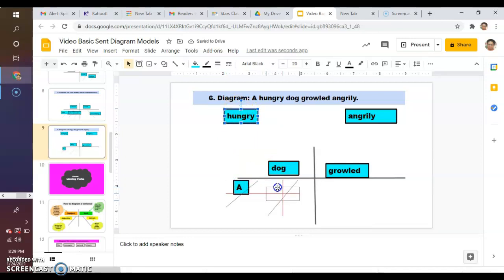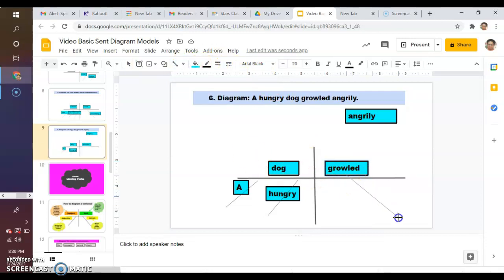And then angrily, is it telling you about the dog or how it growled? Well, it's telling me how the dog growled, so it should go under the verb. It's modifying the verb, also known as an adverb. So here we have our subject is dog, our verb is growled, A and hungry are both adjectives modifying the subject, and angrily modifies the verb. And that ends our sentence diagrams for today.